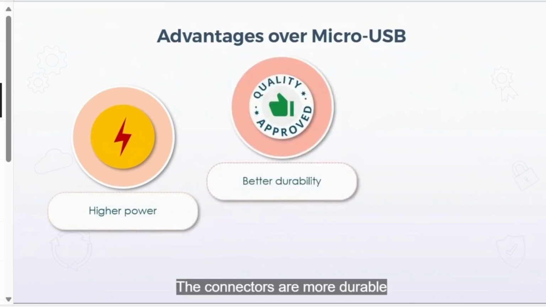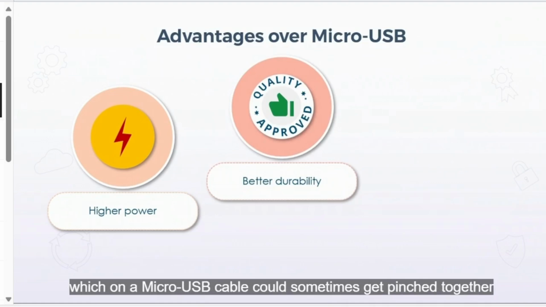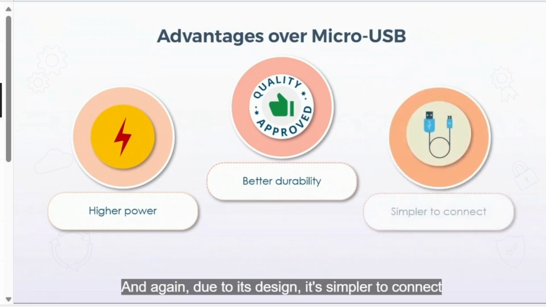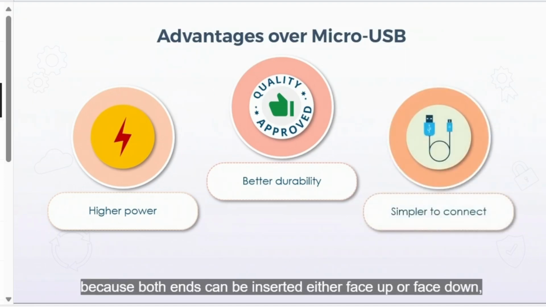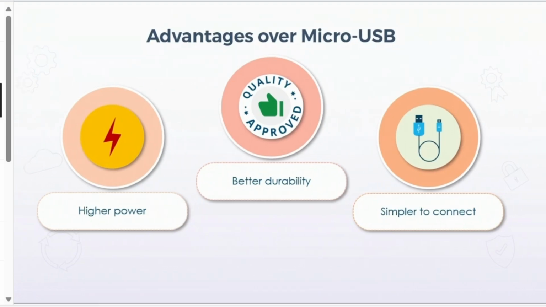The connectors are more durable because there is no outer border piece or shell, so to speak, which on a micro USB cable could sometimes get pinched together or become bent, preventing it from being inserted. And again, due to its design, it's simpler to connect because both ends can be inserted either face up or face down, so orientation doesn't matter at all.